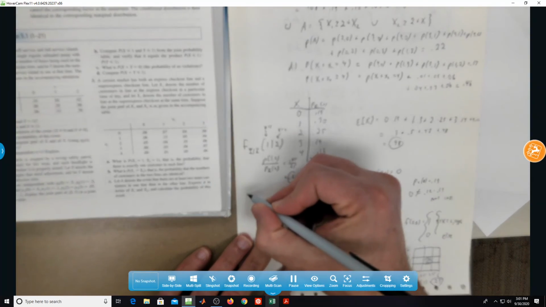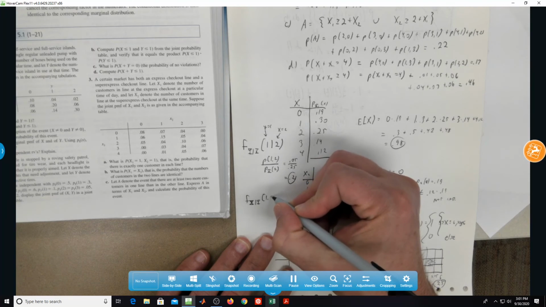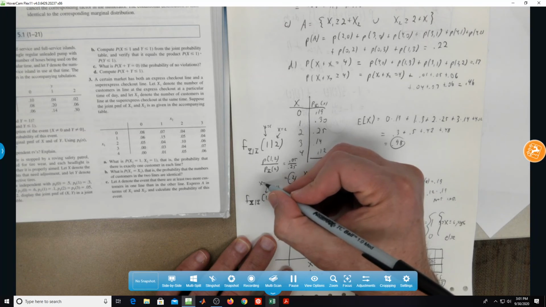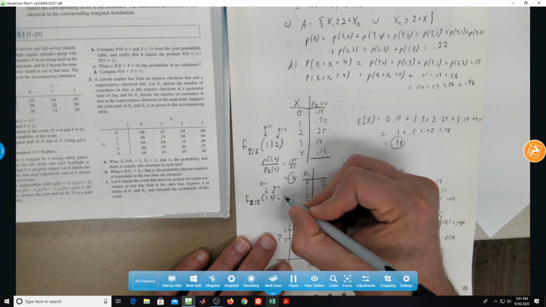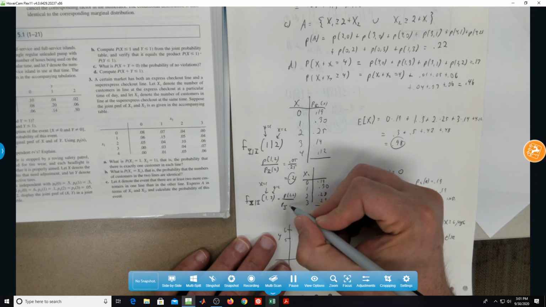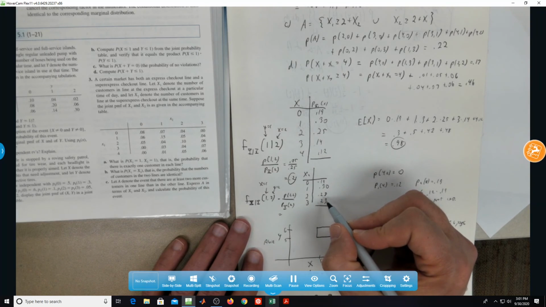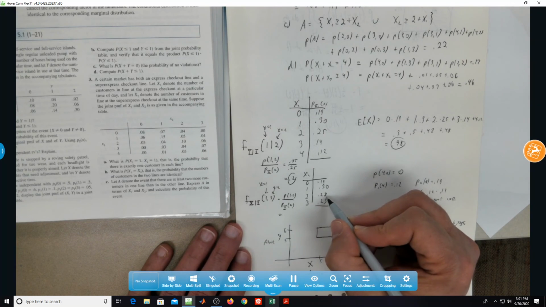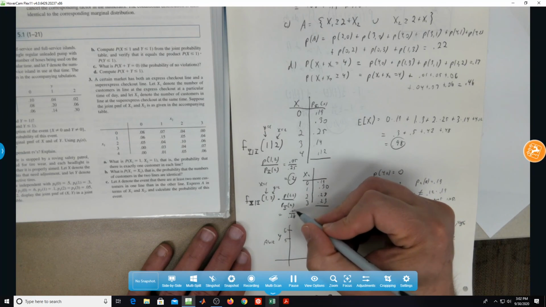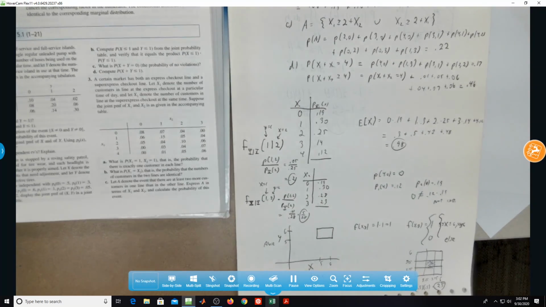Let's go the other way. Suppose we had f of x given y of 1, 2. In this case, we have y equals 2, and here we have x equals 1. This would be the probability of 1, 2 again, but this time over the probability of y equal to 2. I think that's 0.28, and the numerator is 0.05, so 5/28 would be that conditional probability.